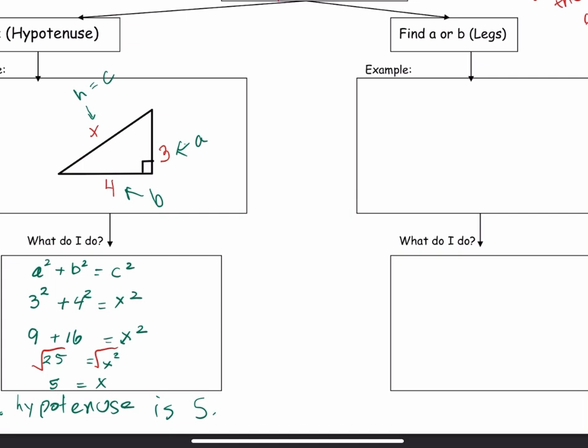Because on this diagram, I can tell you it's not gonna be 5 if you take out a ruler, because I didn't draw it to scale. But we figured it out using our Pythagorean theorem. Now, the other question you're going to be asked related to this is find the legs. Don't find the hypotenuse. Find the legs now.